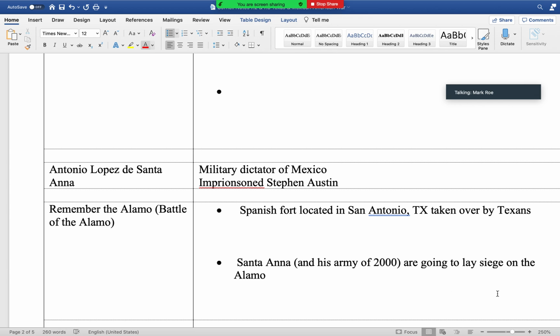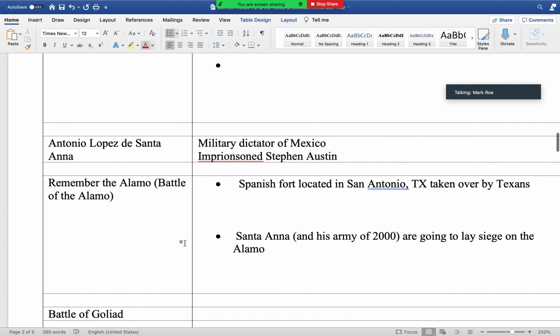But Santa Anna and his army lay siege to the Alamo. Pretty much everybody dies, including Davy Crockett and Jim Bowie and William Travis and others. But this Battle of the Alamo, juniors, becomes kind of like the rallying call of the Texas Revolution. And again, this is in February, March of 1836. The Texas Revolution starts in the fall of 1835. And this Texas Revolution is, again, going to be very short-lived.